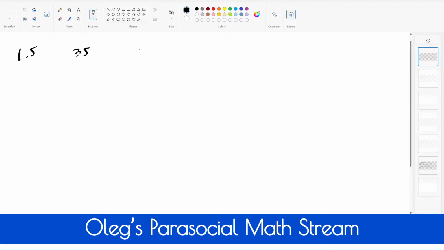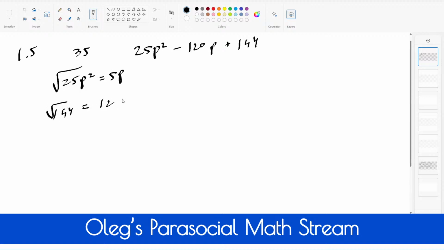35. We have 25p squared minus 120p plus 144. So that looks like a difference of squares. Looks like an a minus b squared. Because, well, let's just square root these and see what we get. 25p squared square root is equal to 5p. 144 square root is equal to 12. But we need the negative here. So let's try 5p minus 12.